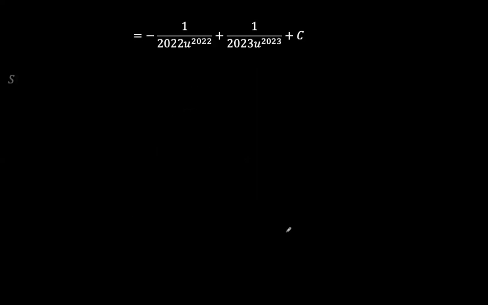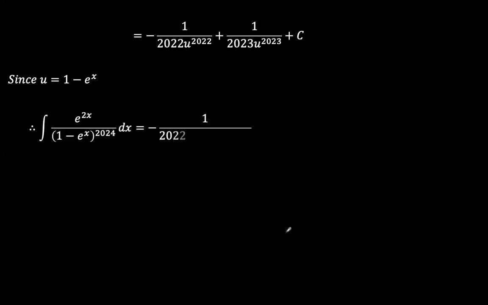Now, since we said let u be equal to 1 minus e to the power x, we're just going to plug 1 minus e to the power x in place of u where u appears. So the integral of e to the power 2x over 1 minus e to the power x to the power 2024 is negative 1 over 2022 times (1 minus e to the power x) to the power 2022, plus 1 over 2023 times (1 minus e to the power x) to the power 2023, plus the integration constant.